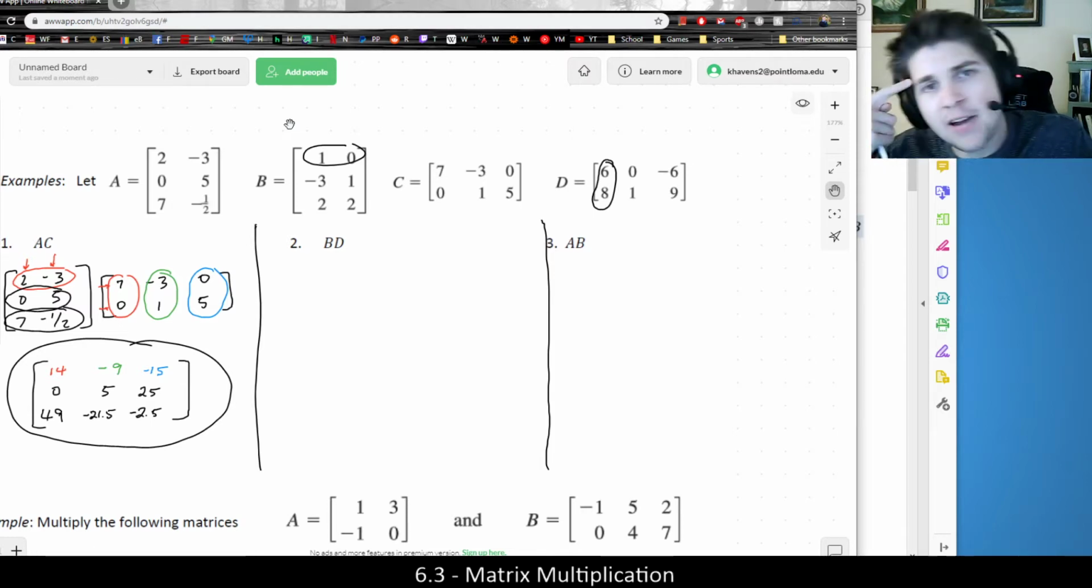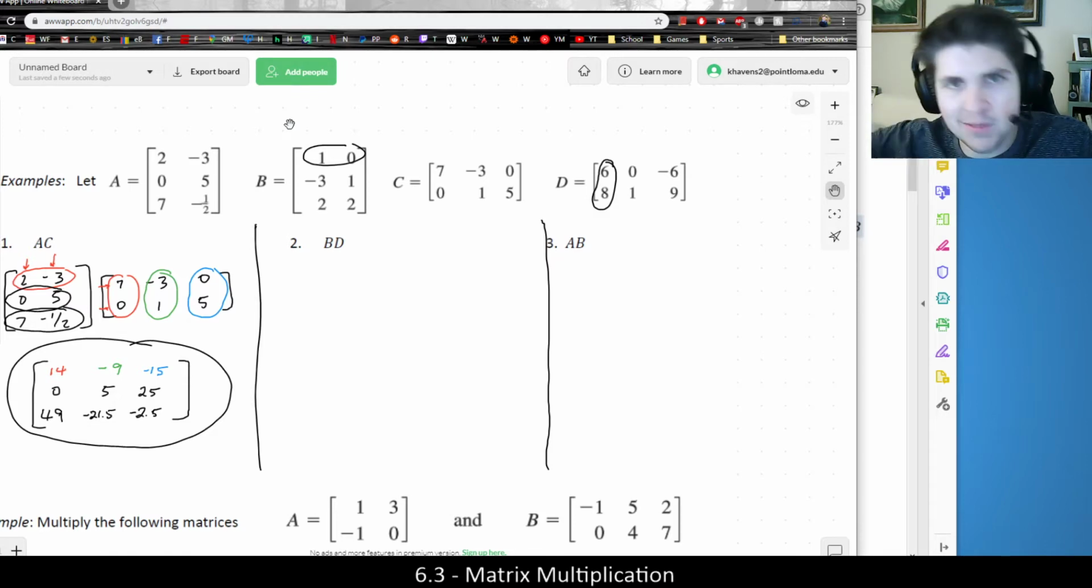And so for me, I don't memorize that I need to have the right number of columns and rows, because to me that's a little bit hard to remember. But what I just remember is, how do I actually do it? I take that row into that column, and the way I know if it's going to work or not is whether I have the right number of numbers. So this one will work because I do have the right number of numbers.